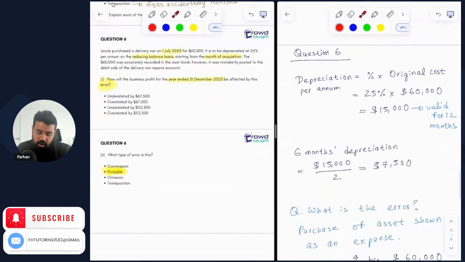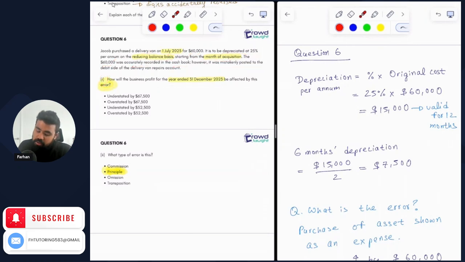Okay. So in question number 6, Jacob purchased a delivery van on 1 July 2023 for $60,000. It is to be depreciated at 25% per annum on the reducing balance basis, starting from the month of acquisition. The $60,000 was accurately recorded in the cash book. However, it was mistakenly posted to the debit side of the delivery van repairs account. How will the business profit for the year ended 31 December 2023 be affected by this error?